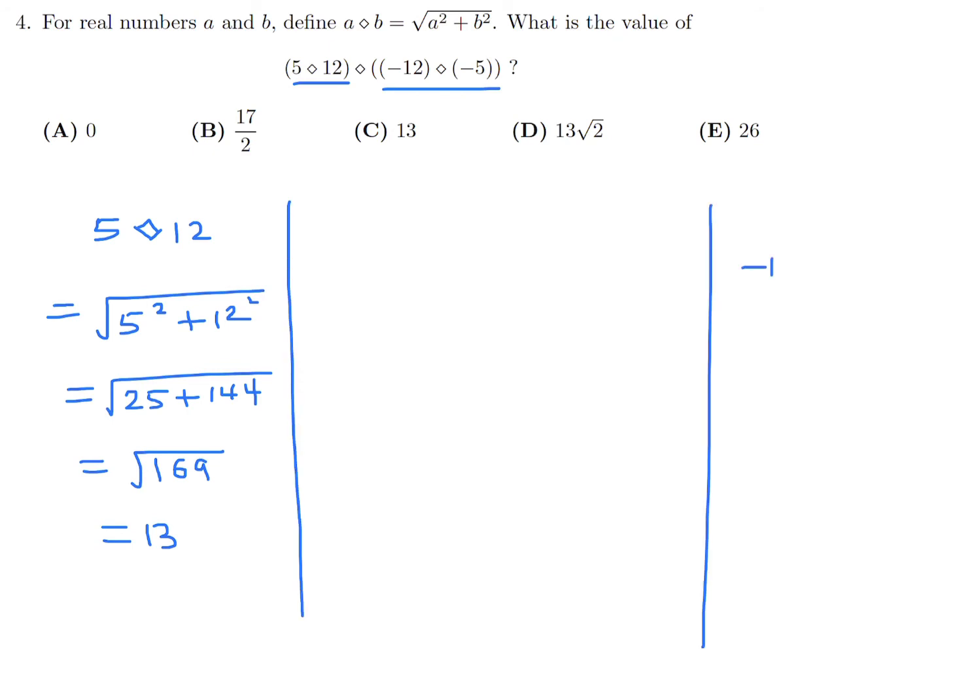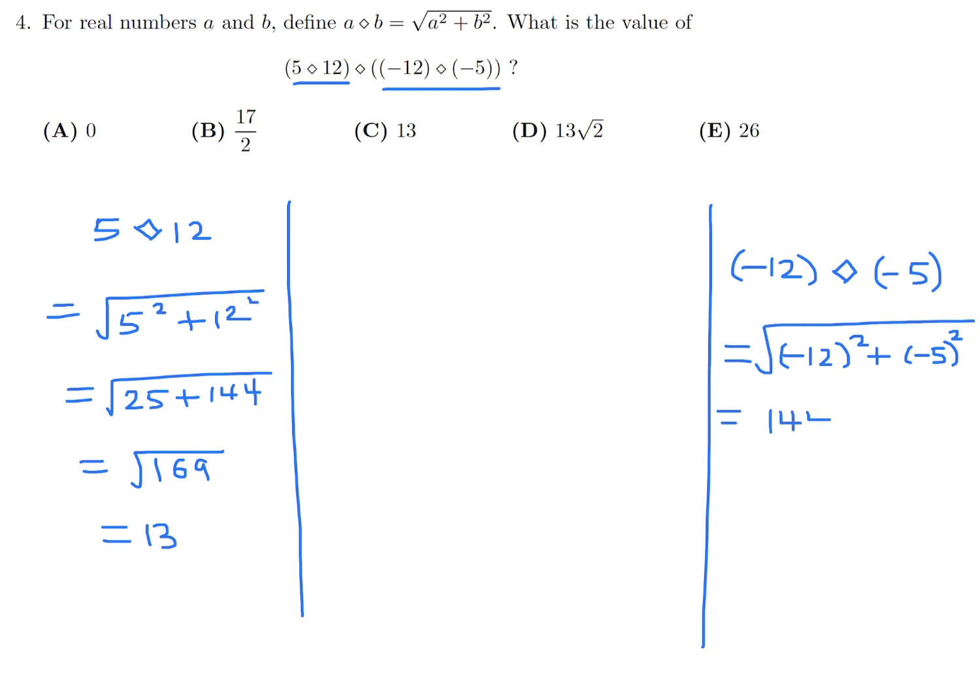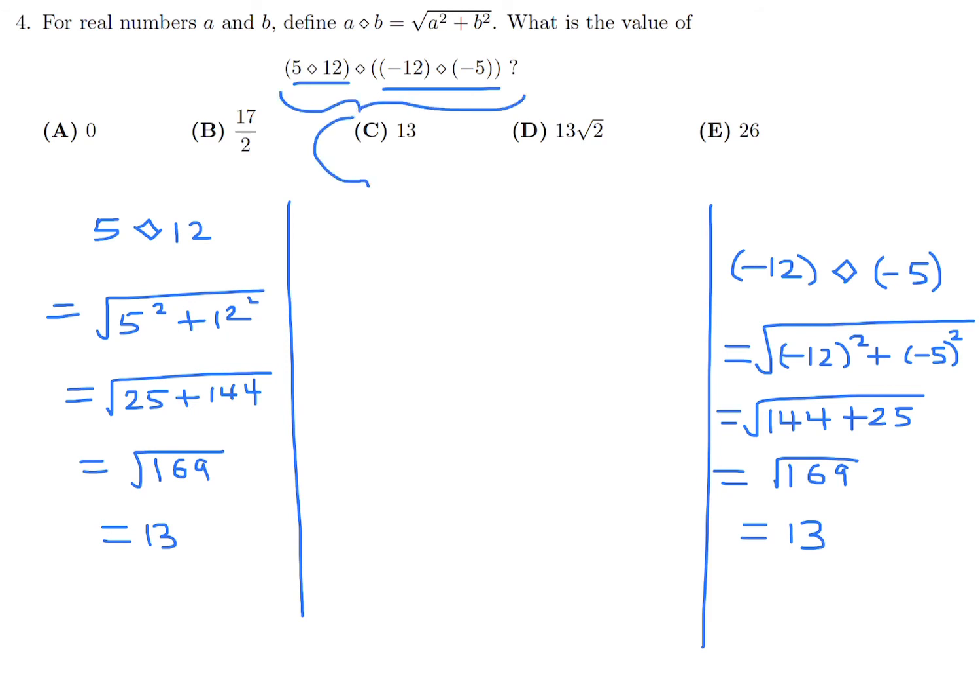And looks like negative 12 star, or diamond rather, whatever that symbol is. And let's see here, under the definition it'll be negative 12 squared plus negative 5 squared. And that looks like 144 plus 25. And that's 169. And that is again 13. All right, so now this basically becomes 13 diamond 13.